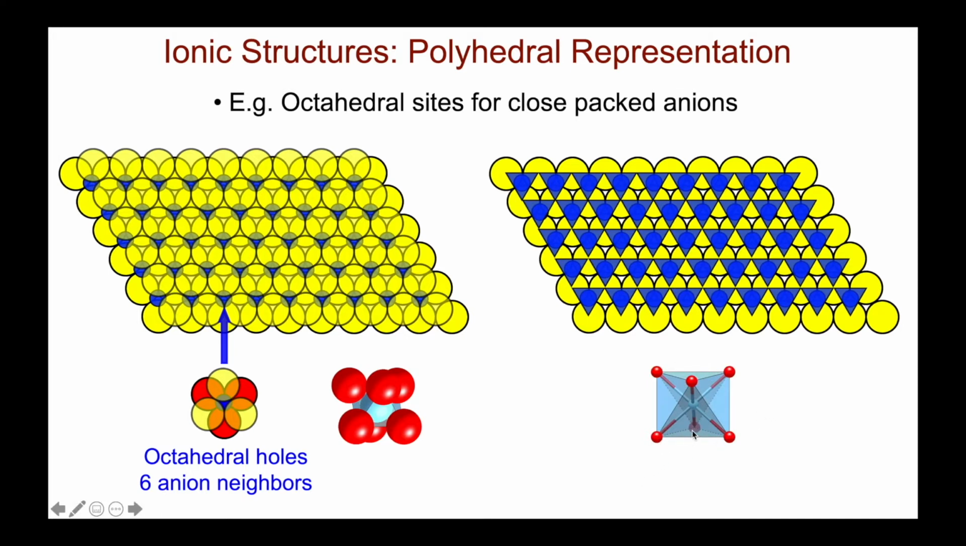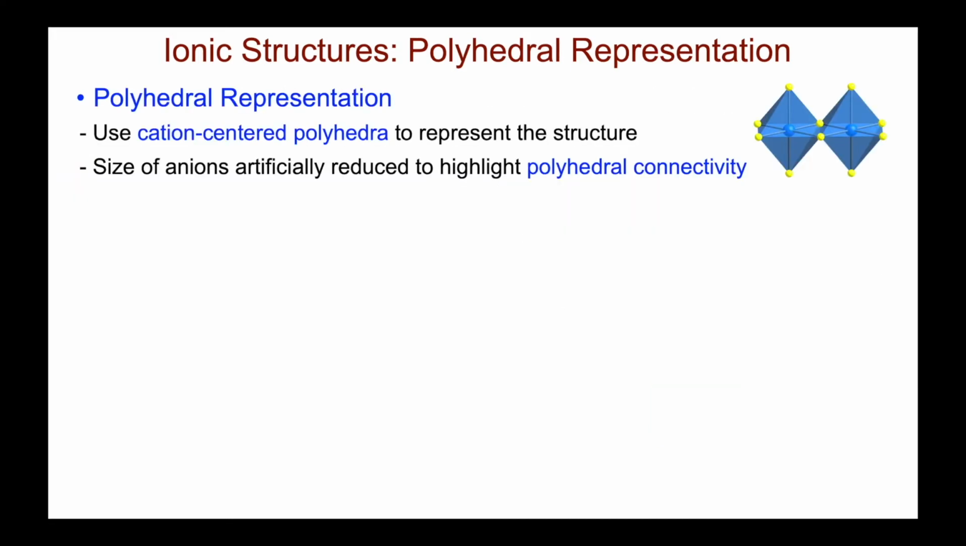The 3 anions below it, now shown in red, are here. Here's my triangle. And when I add the next layer on top, I'll see that that triangle, if you like, is inverted. And these are the anions that are nearest neighbors to the cation in the layer above. So in the polyhedral representation, which is widely used for inorganic ionic materials, we use cation-centered polyhedra to represent the structure. And in fact, the size of the anions in these pictures is artificially reduced. Indeed, in some cases, they're not even shown, to focus not so much on the spheres, but the polyhedral connectivity.